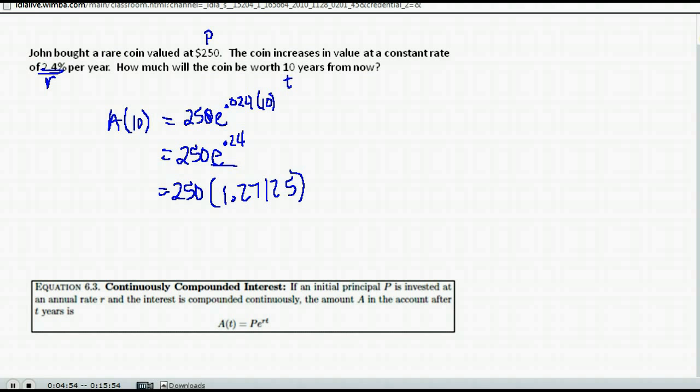Okay, so that's the rough amount. Again, the more you round, the further you'll get from the exact answer. But you should get something around $317. I get $317.81. Okay?